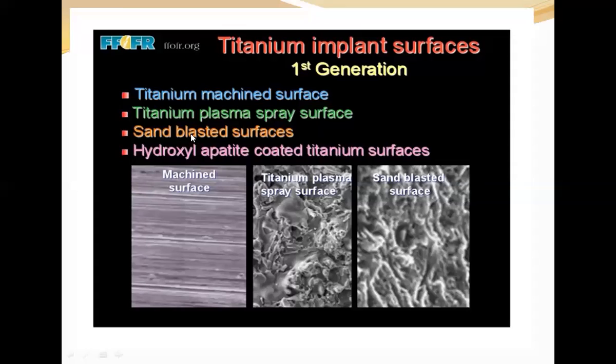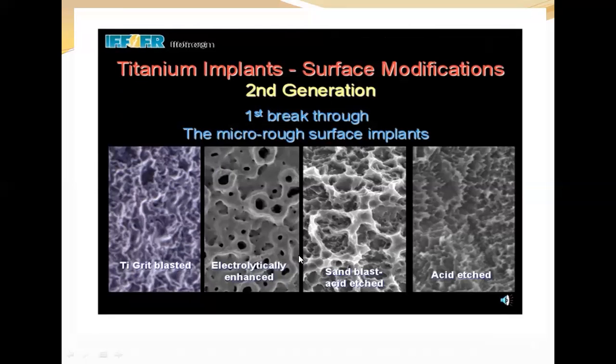Then we did sandblasting over your surfaces in order to produce certain micro features. What is the benefit of these micro features? We will discuss that ahead. Then we coated the implants with HA, meaning hydroxyapatite coatings, as we discussed before. So this was in the first generation. Now we move on to the second generation.